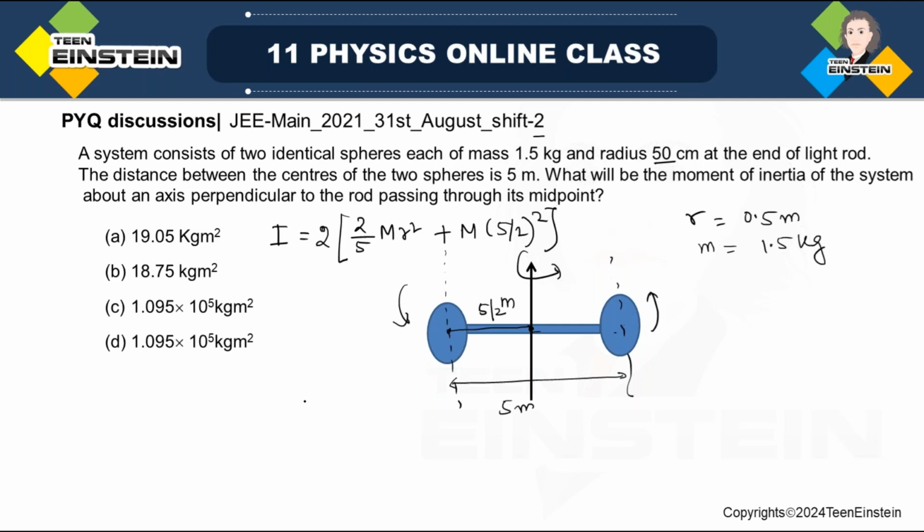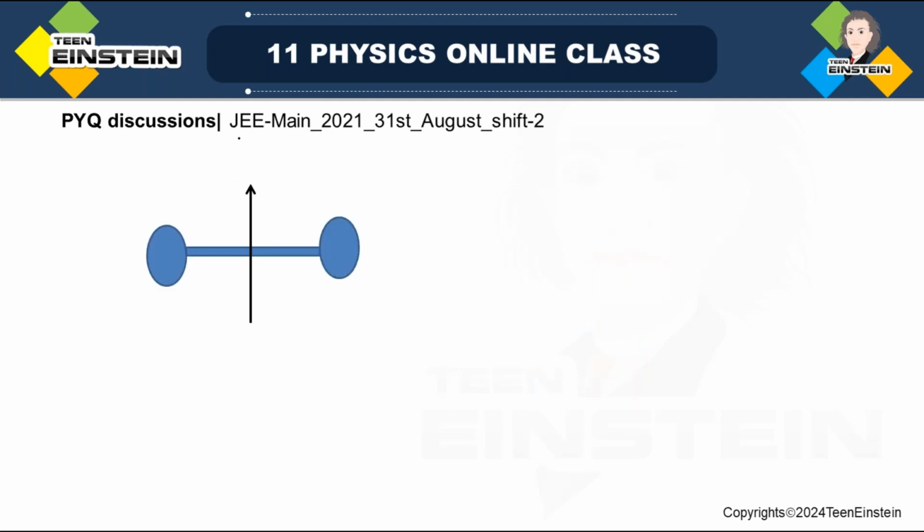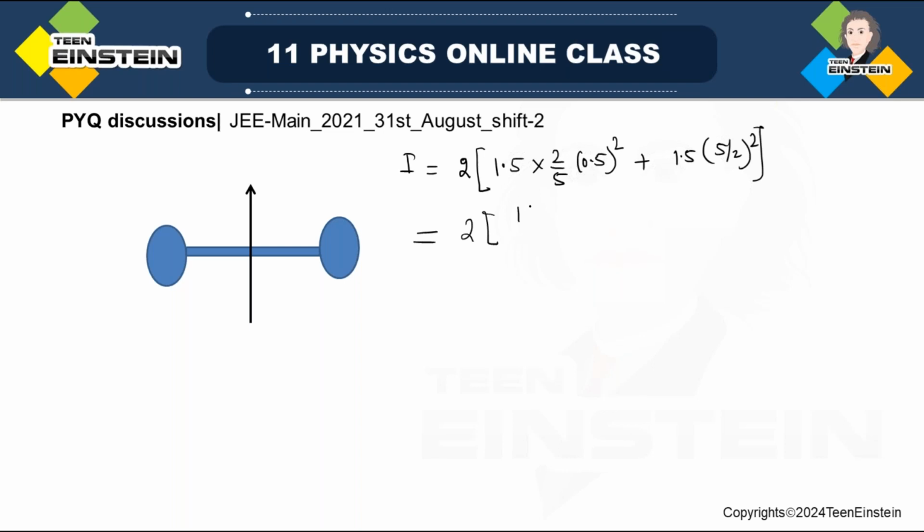Now it is a matter of calculation. Let us go to the other page and do the calculation. So what is m? I know. Let me write I is equal to 2 into m, m is 1.5 kg, 2 by 5 m r square. R square is actually 0.5 square, plus 1.5 m r square, where r square is actually (5 by 2) square. Now let us further simplify the calculation.